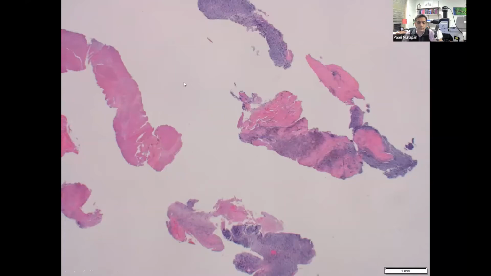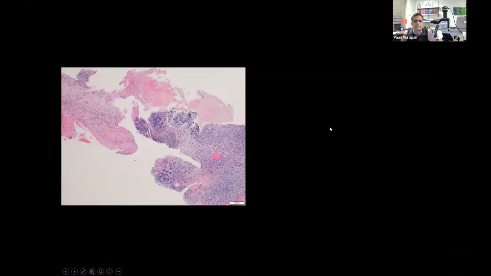So there is an area over here that shows geographic necrosis. And then you have more cellular blue looking areas here and up top. And in this middle fragment, there is a combination of both fibrous zones and some cellular zones. And you can also see a little bit of hemosiderin. Okay, so let's take a closer look at some of these foci. Here, I'll focus on the middle part of these fragments, and I will expand this for you.